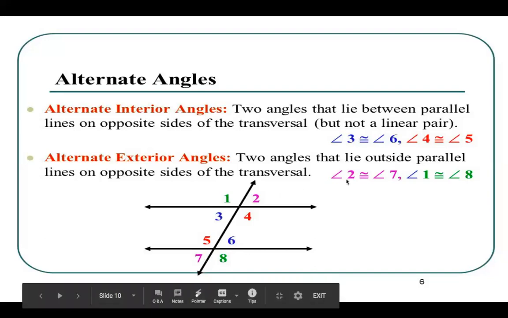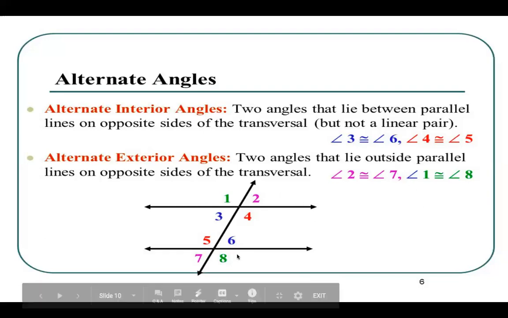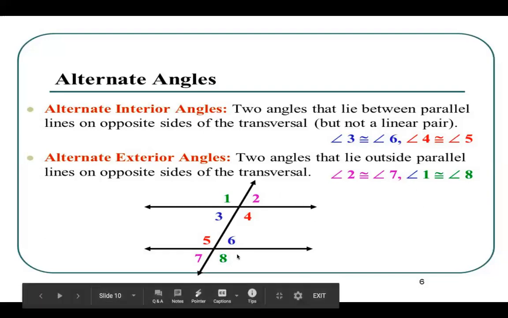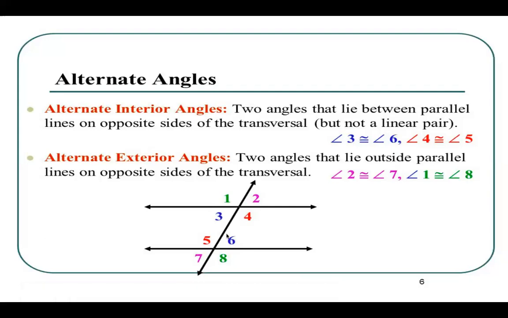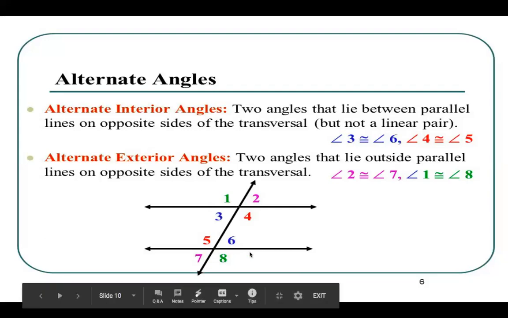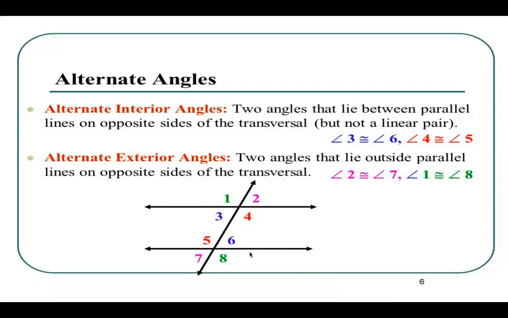See, angle 2 is congruent to angle 7. Angle 1 is congruent to angle 8. Again, you can draw two parallel lines and then cut with the transversal and make a cut. Make a little piece and take that piece and try to fit it in here. It will fit exactly on top of it.